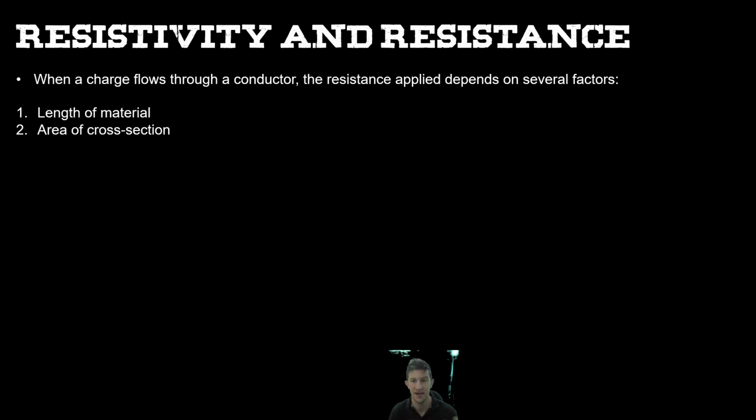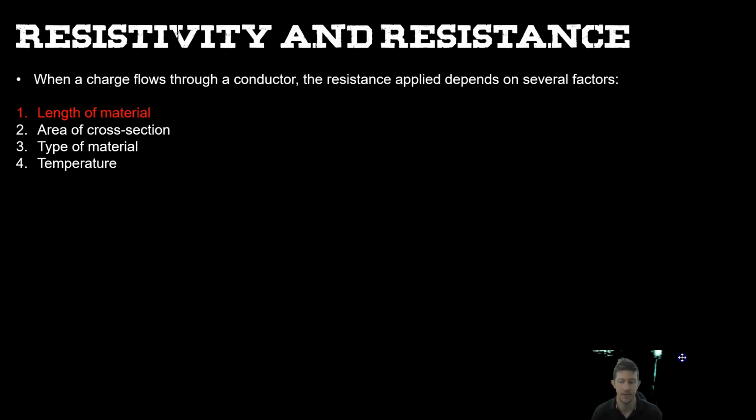The fatter the wire, the less resistance we're going to have. Then the type of material, because if we have a highly conductive material, the resistivity and the resistance is going to be much less than if we have a very poor conducting material. And the temperature, as we just saw, the temperature affects the resistance of a circuit. So looking at the length of the material.